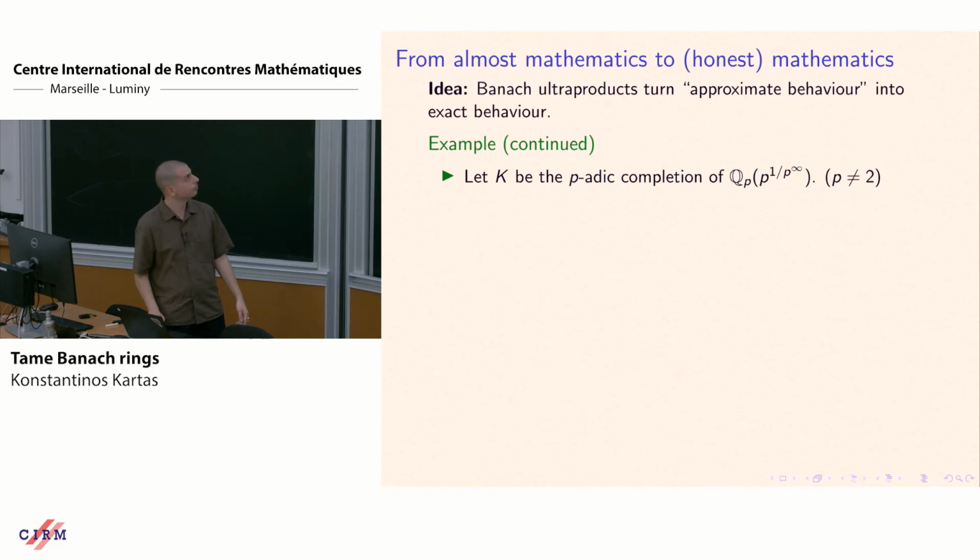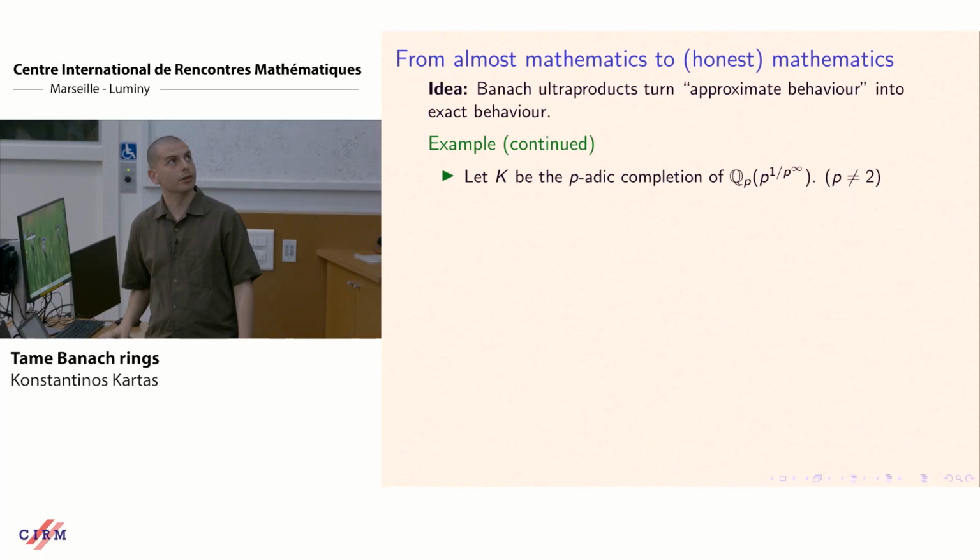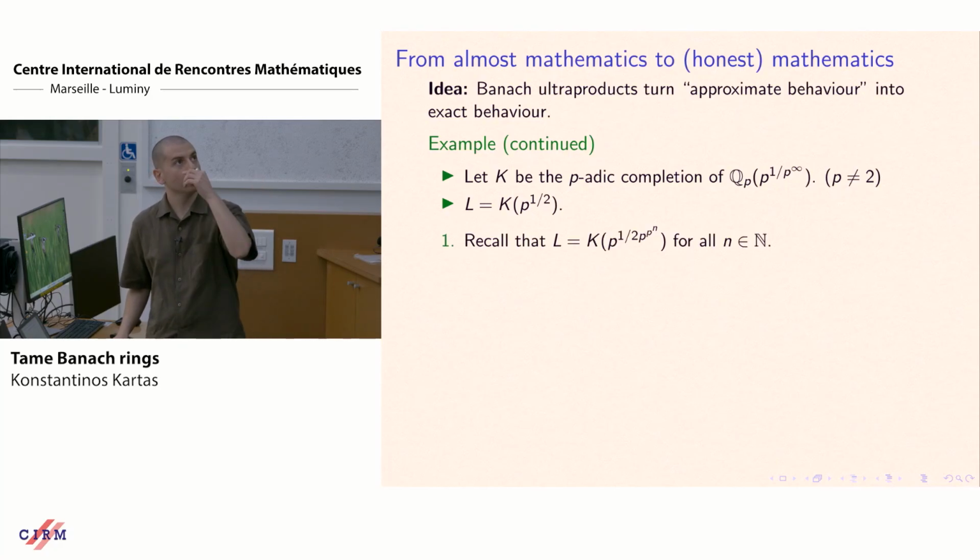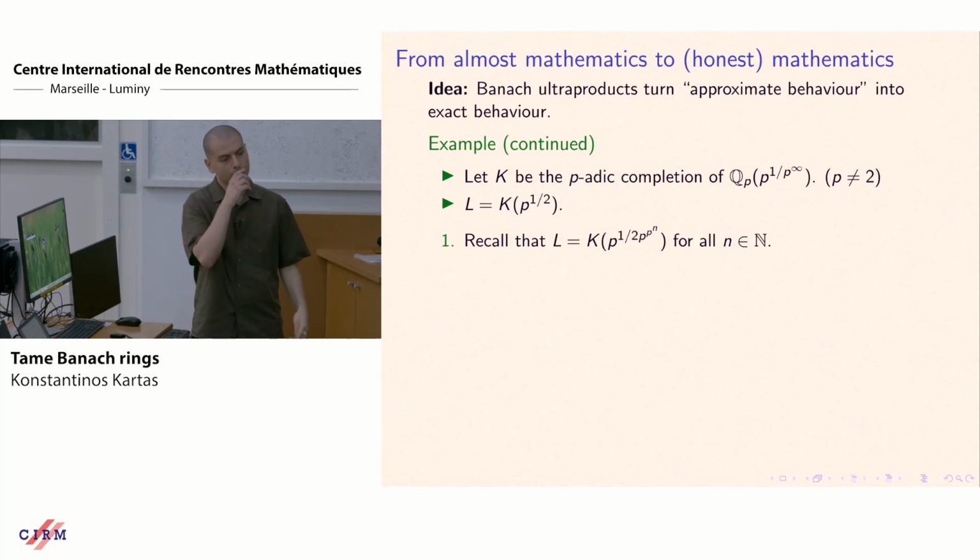Let's try to interpret what's going on there from a non-standard point of view. Recall that in the example we considered before, K was the p-adic completion of this field, and p was not 2. And L was this very simple-minded quadratic extension. And we made an observation before, namely that, there's a typo here. This should be just the square root of p to the 1 over p to the n, not what's written here. So let me write it.